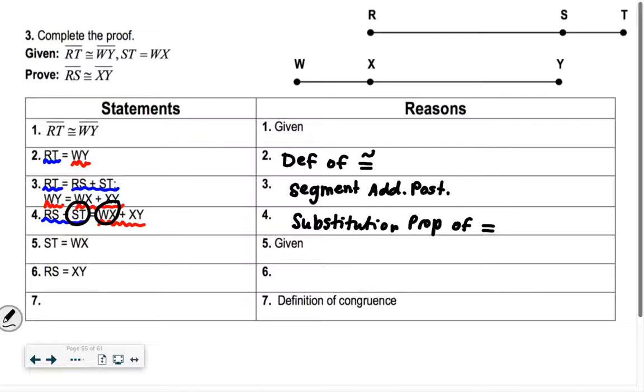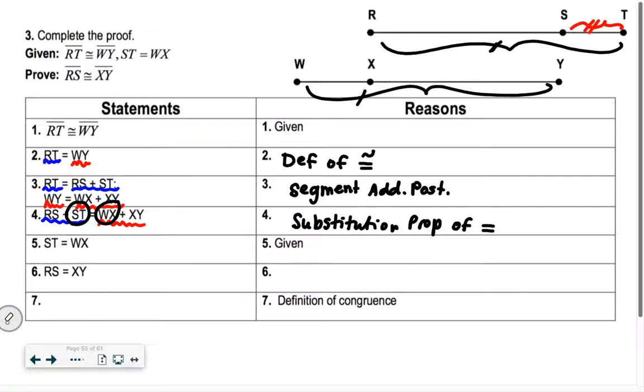So let's think about it in our picture. So we were given that RT, this whole distance, was equal to WY, this whole distance. And we were also given the ST, so this distance here, maybe I'll just write 2 tick marks there. This distance here was the same as WX. Does it make sense that RS and XY should be equal to each other then?